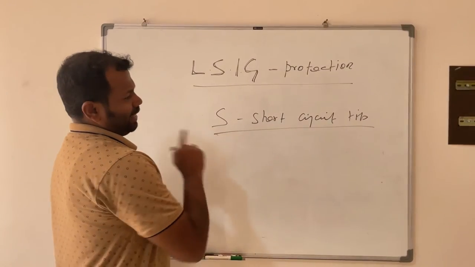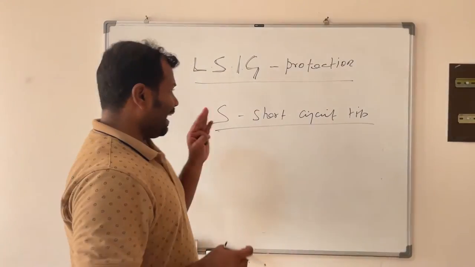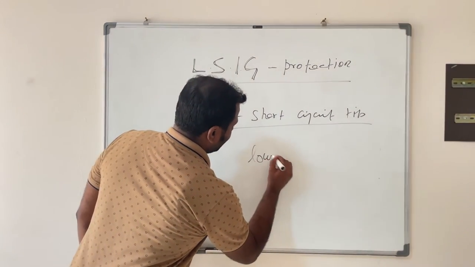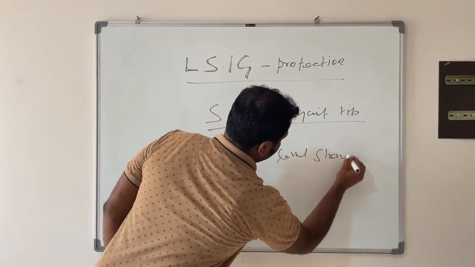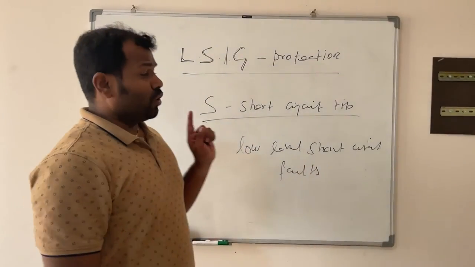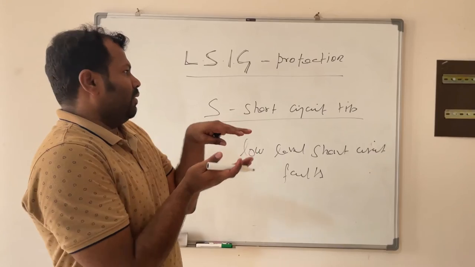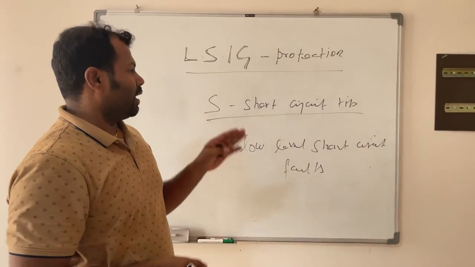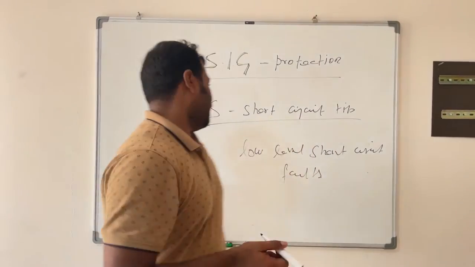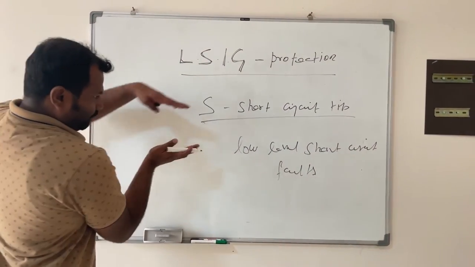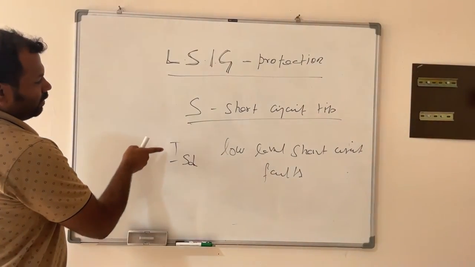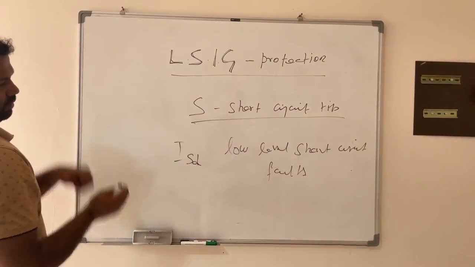S means short circuit trip. This short circuit trip protection will monitor low level short circuit faults. It monitors the fault level when there is a low level short circuit. This trip level is also available with different timings, with constant time delay and adjustable time delay. This short circuit trip level is mentioned as ISD, the short circuit current, for low level.